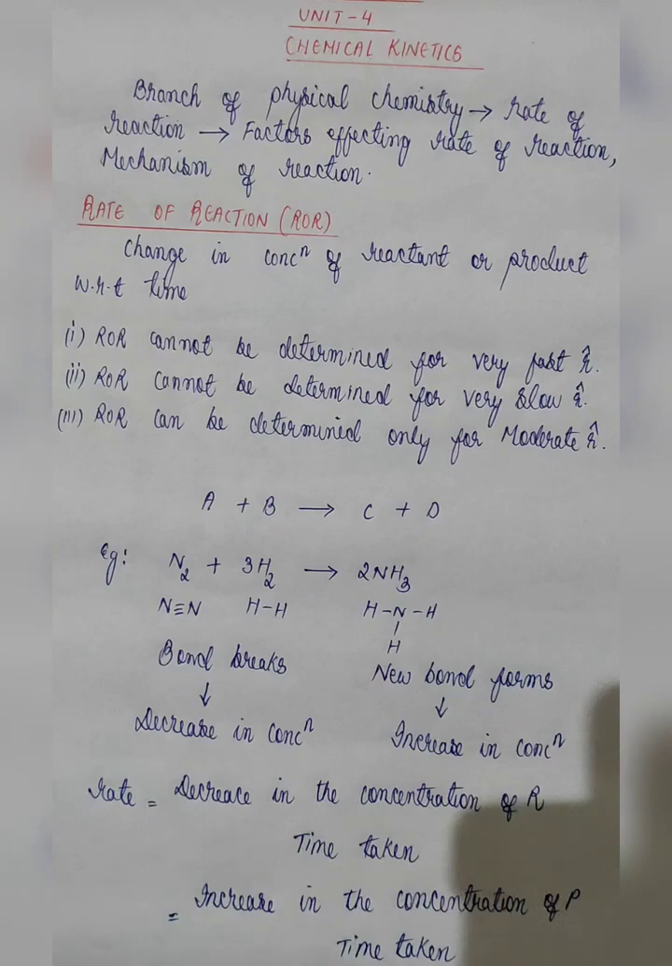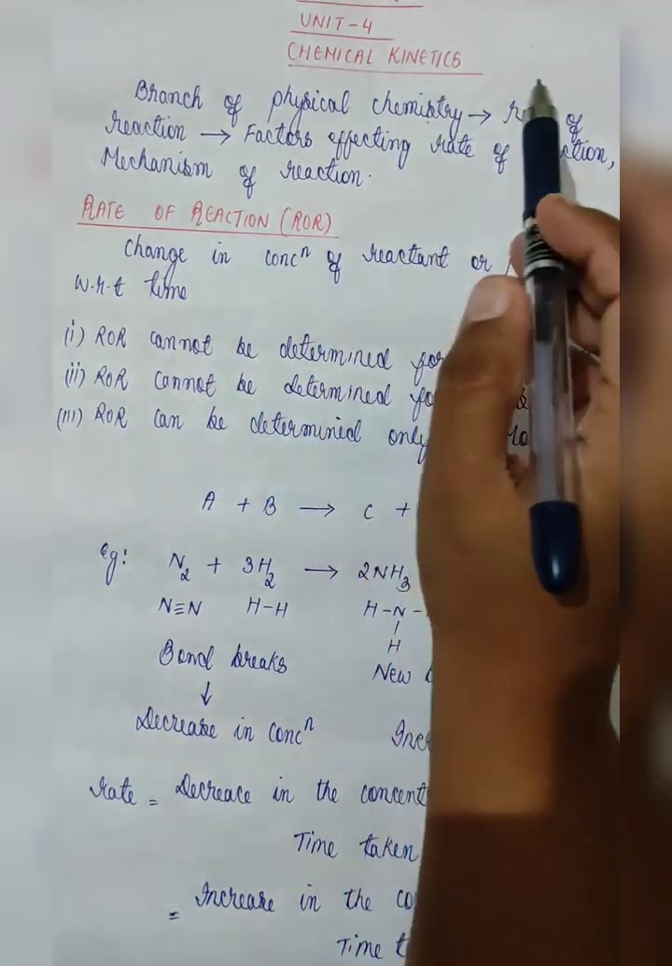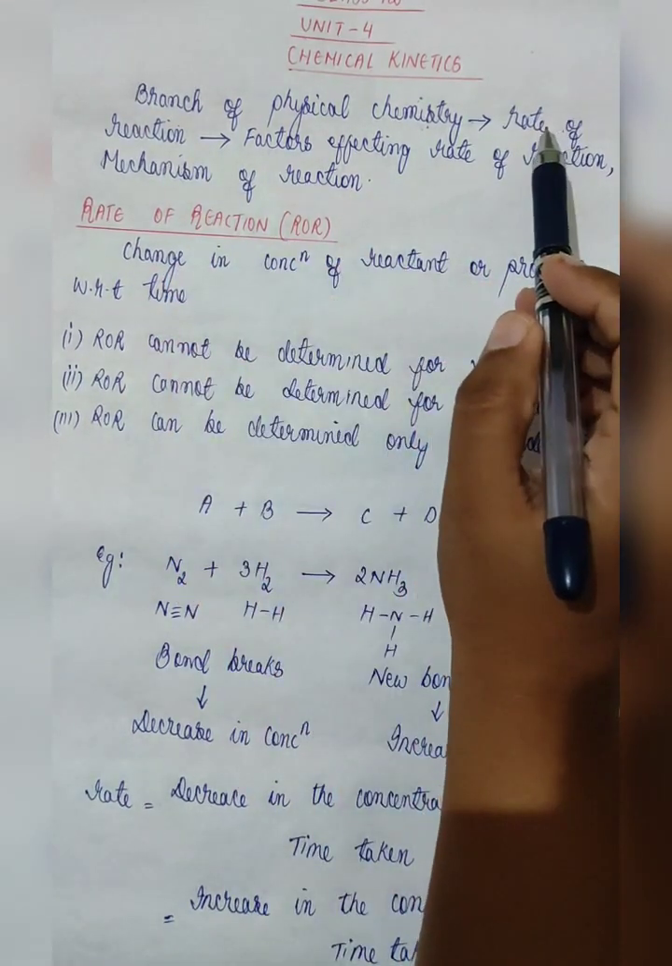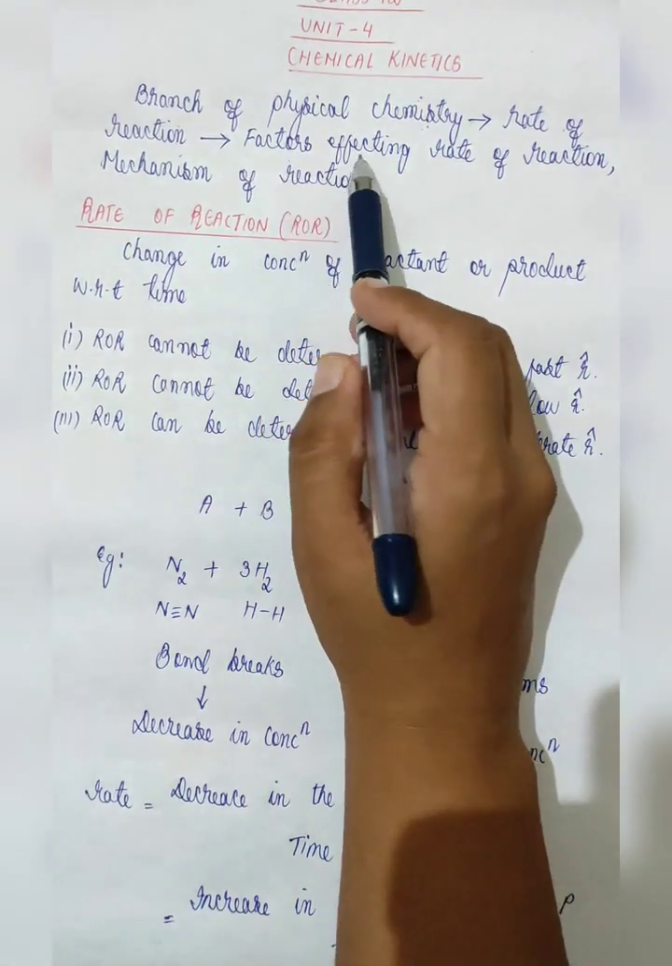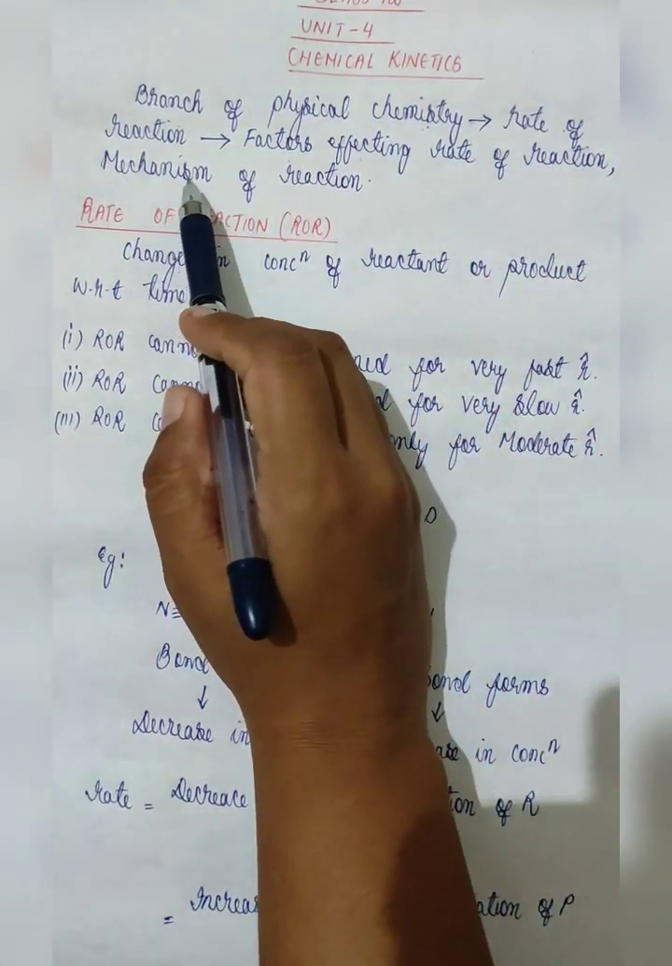In this session, we'll be starting a new chapter, Unit 4, Chemical Kinetics. Now, what is chemical kinetics? It is basically a branch of physical chemistry which deals with the rate of a reaction. Rate of reaction means speed of a reaction, factors affecting the speed of reaction, and also its mechanism.